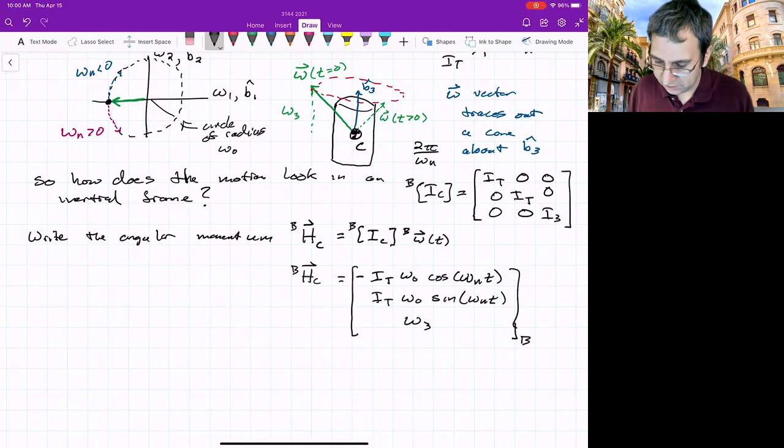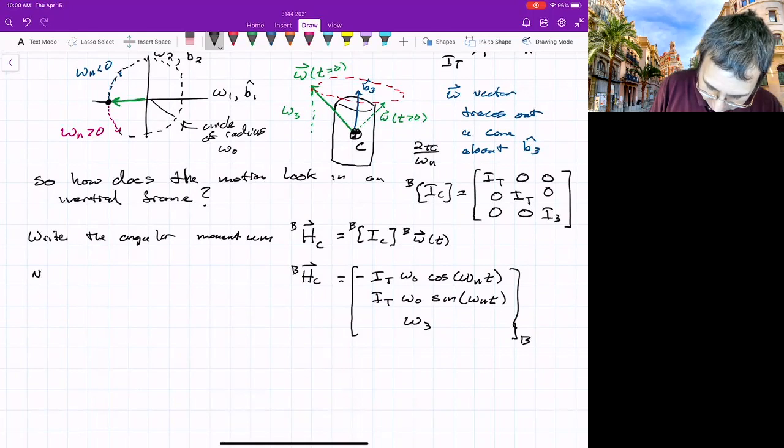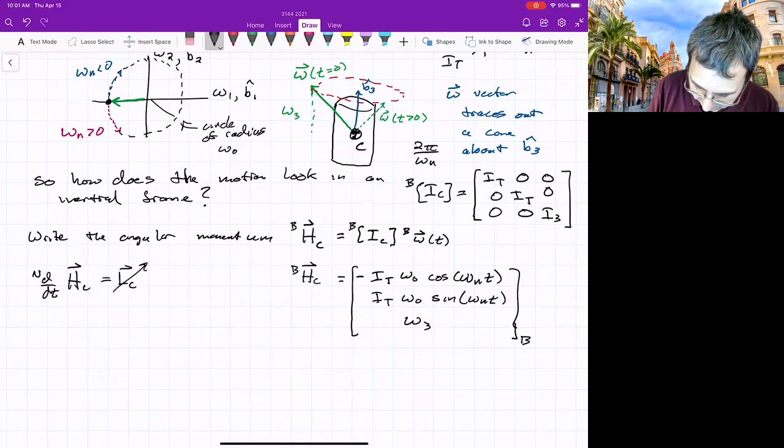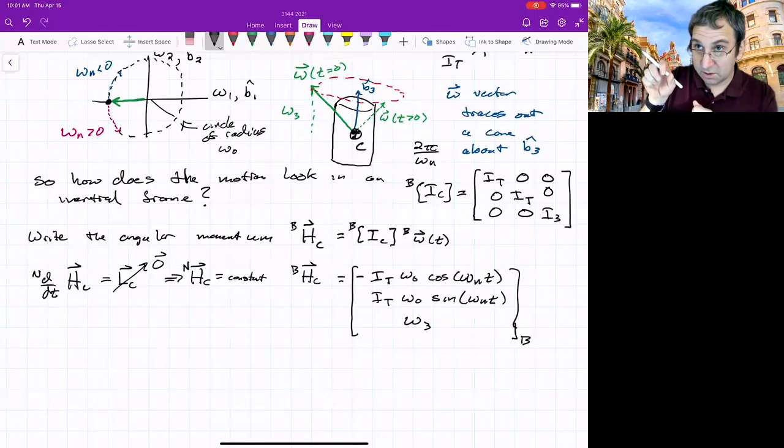What we also know is that because there are no moments, the angular momentum vector is fixed in inertial space. So whatever it is initially, it doesn't change. It can't change because there's no moments acting on it. If you remember what we had, what's the inertial derivative of the angular momentum? It's the moment, but this is 0. So that means the angular momentum about c, written in the inertial frame, is a constant. It's a constant vector. It's pointing in a constant direction.